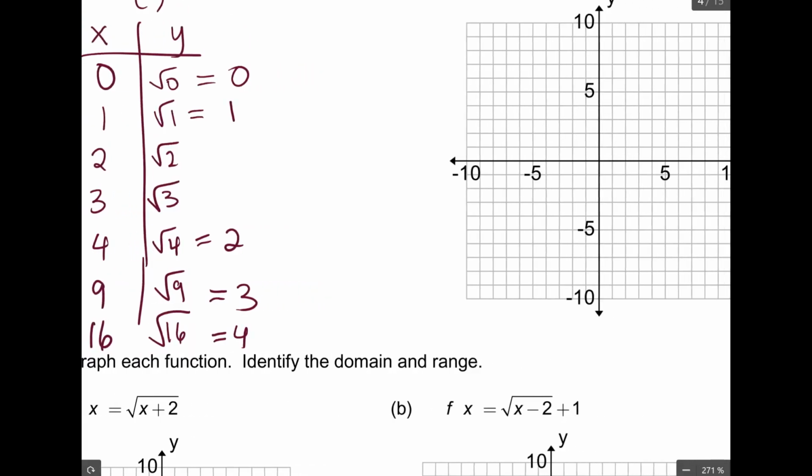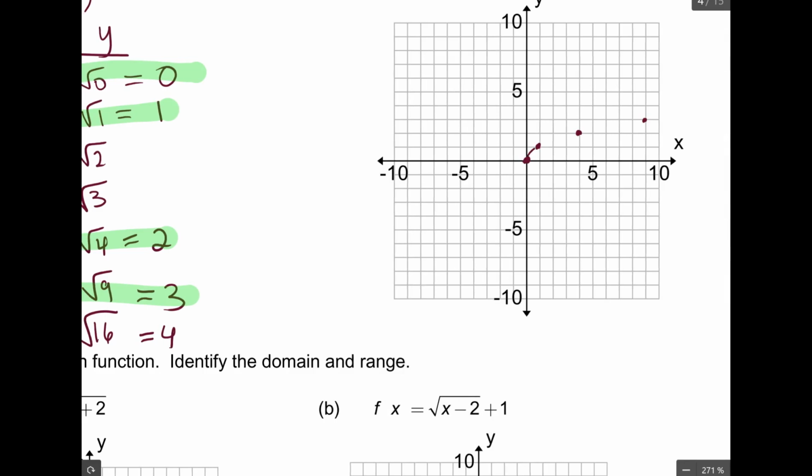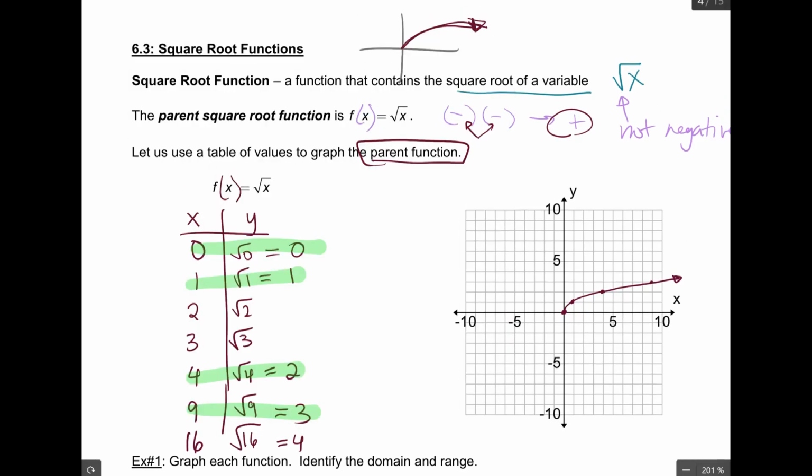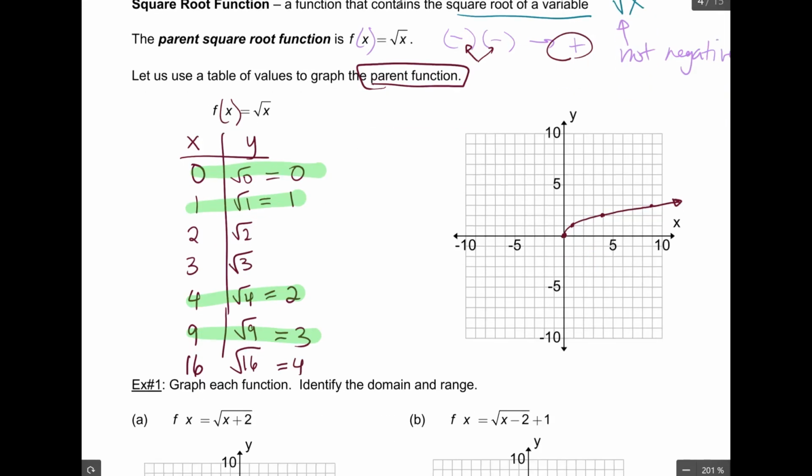So let's plot the values that we do know. These are the ones you're always going to have: 0, 0, 1, 1, 4, 2, 9, 3. Those are basically the ones you're always going to be using from now on. So 0, 0, 1, 1, 4, 2, 9, 3. Let's connect them in this nice curving shape. That's exactly what I said it's going to look like. You see the nice curving shape up here? That's what it looks like. Awesome. From now on, this is what the basic square root function is going to look like.